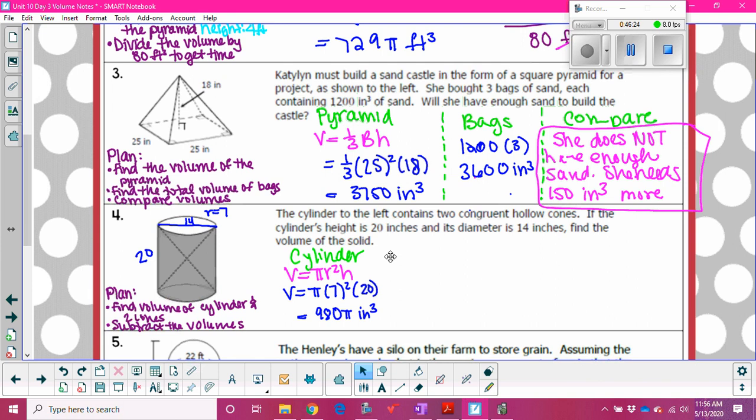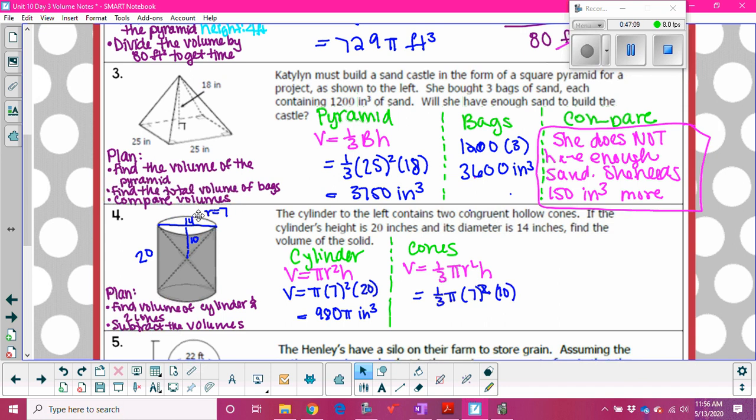Okay, so let's look at the cones. The formula for the volume of a cone is 1/3 pi r squared times the height of the cone. I'm going to leave this in terms of pi too. We know the radius is 7, and the height of the cone we don't have written down. But if the height of the whole thing is 20, and these cones are congruent, the height of this cone is half the whole length, so the height has to be 10.